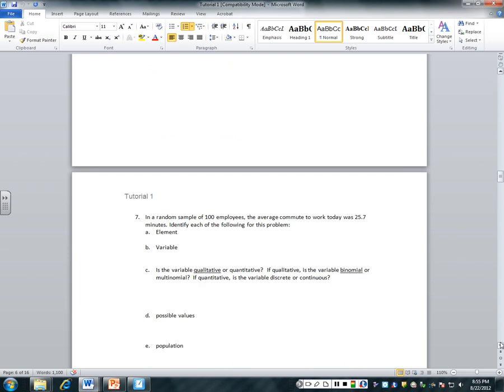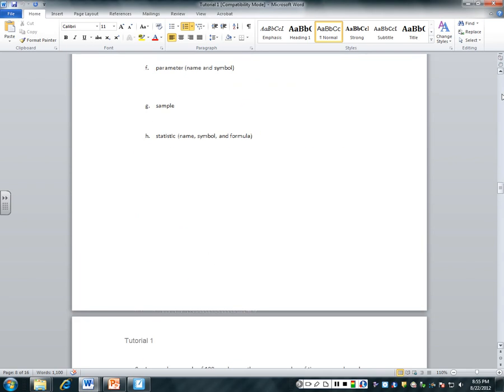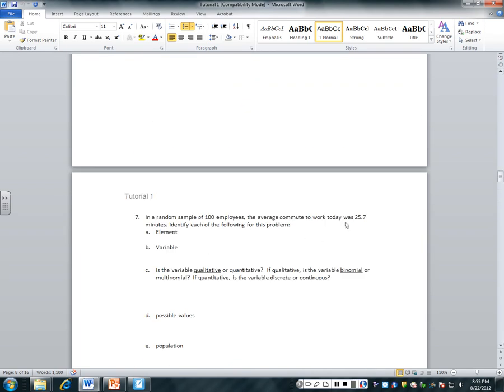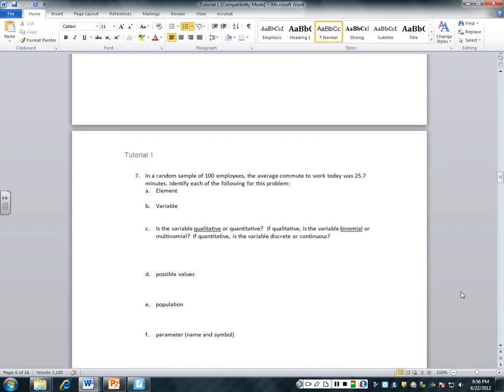It was this one, the average commute time problem. That's a quantitative variable, and it's continuous, but I can't remember. Check back and make sure that I circled quantitative and not qualitative.